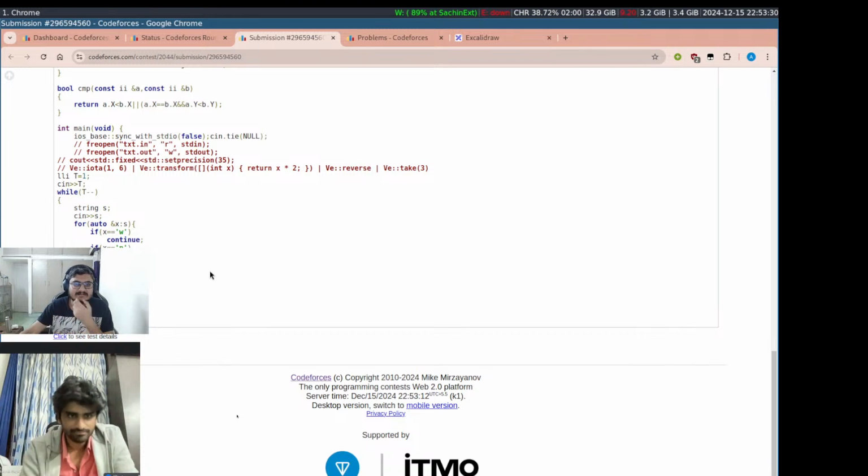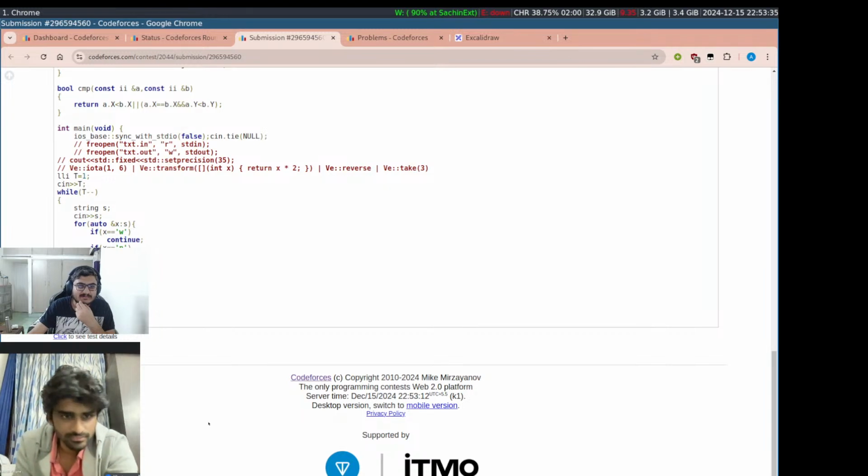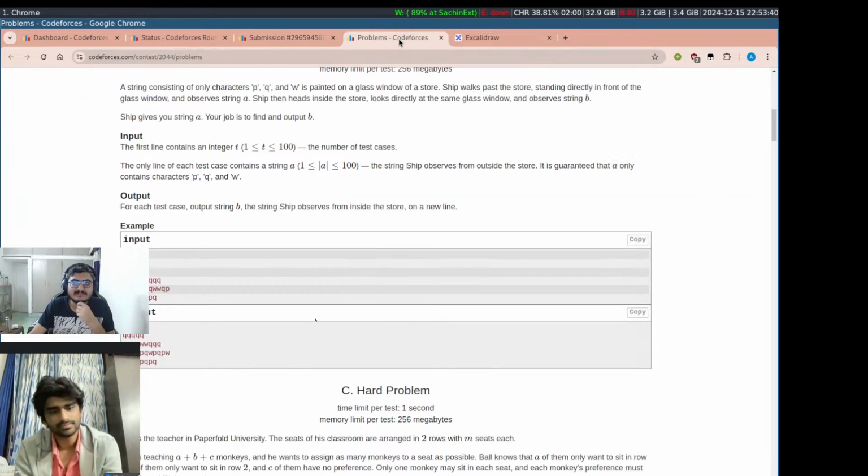Essentially, this was the solution I had. W remains W, P changes to Q, Q changes to P, and then we also have to reverse the string. So, any questions, anyone, from this question or any questions from the demoralizer before we probably move to the next problem?